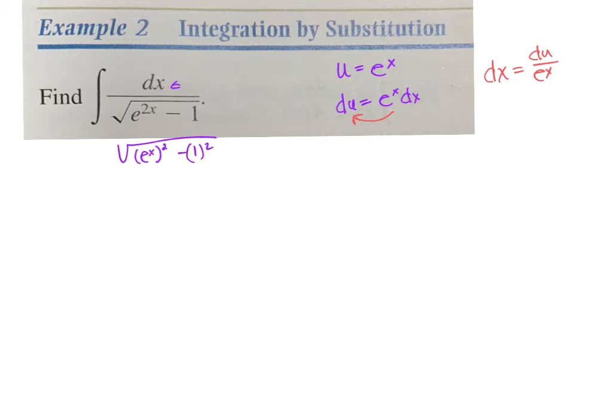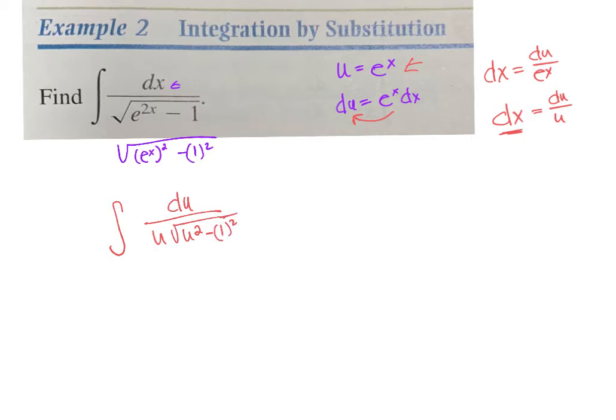What was e to the x in my original setup? u, right? So dx is the same thing as du over u. Everybody follow? I just did substitution. So now if I rewrote this whole thing in u, I have du over u, that's my dx, right?